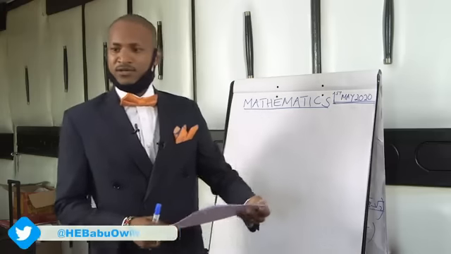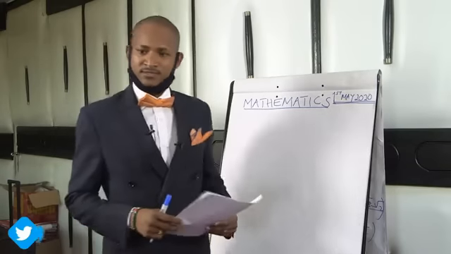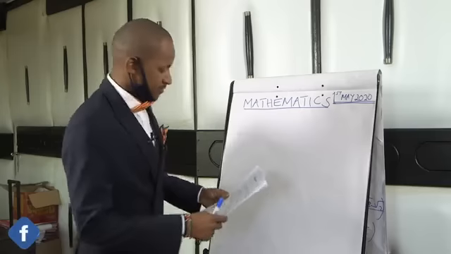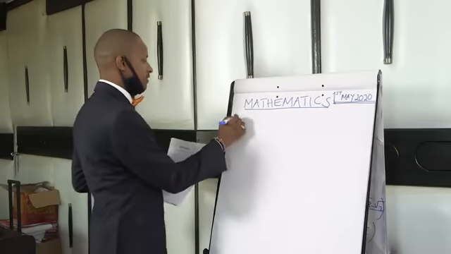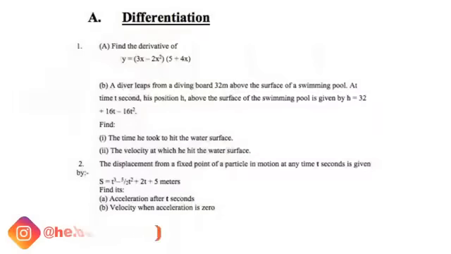I hope you will enjoy today as my students. Number one, we have differentiation. Question number one: find the derivative of y equals 3x minus 2x squared, multiplied by 5 plus 4x.